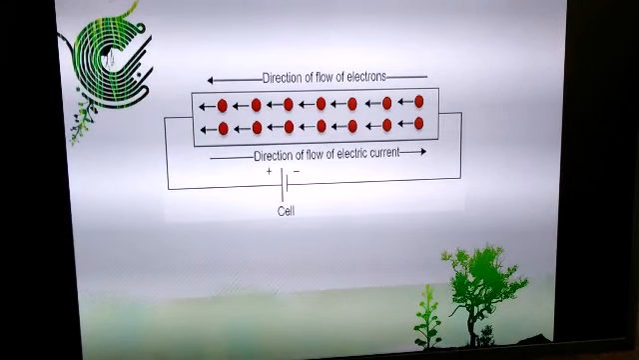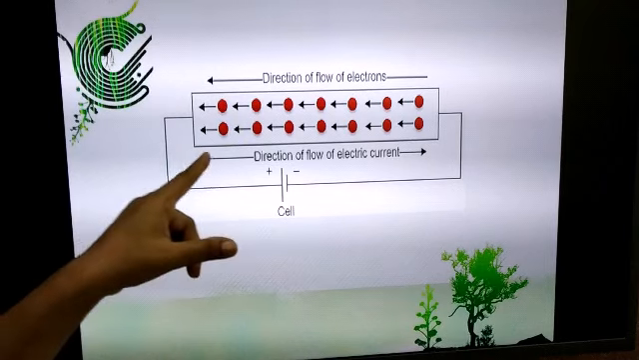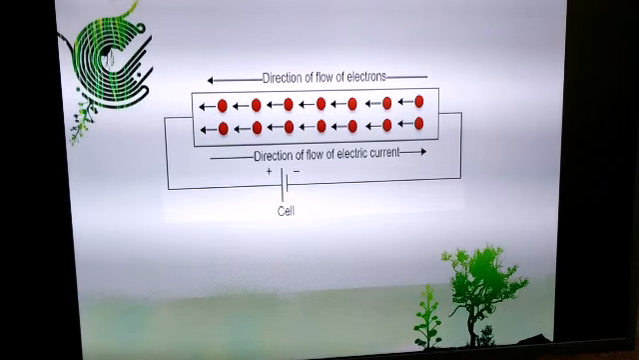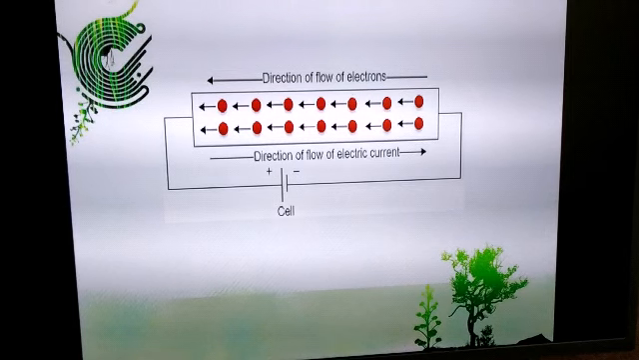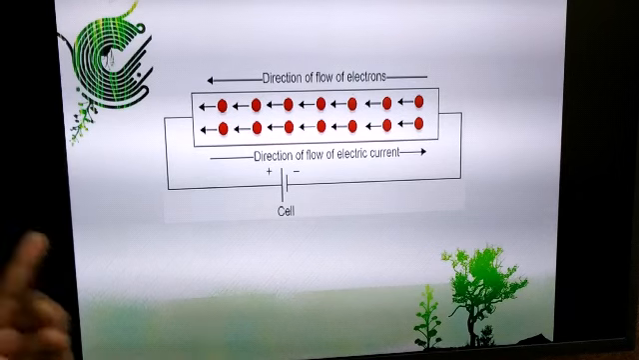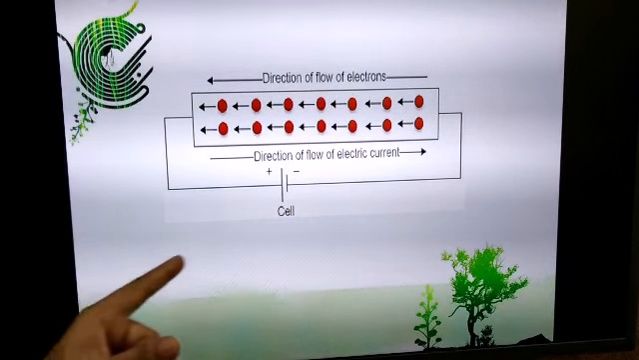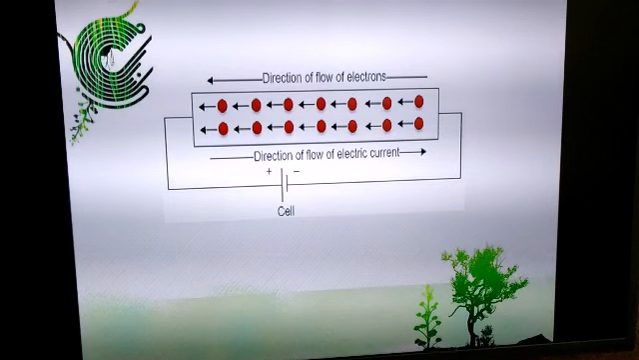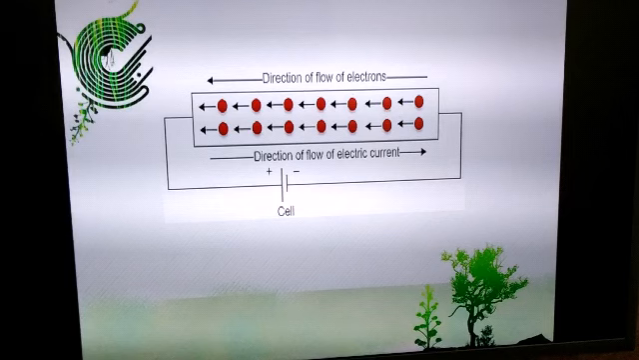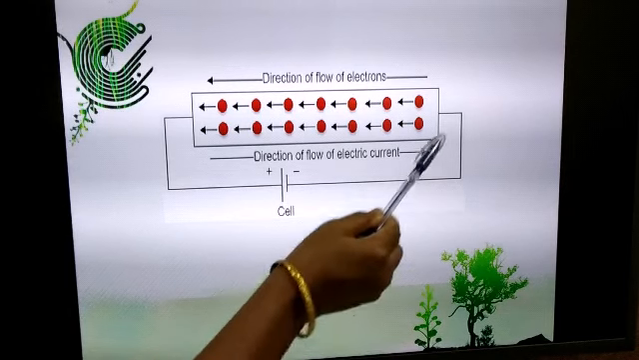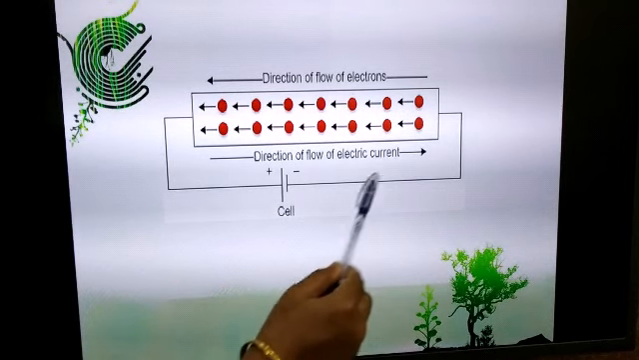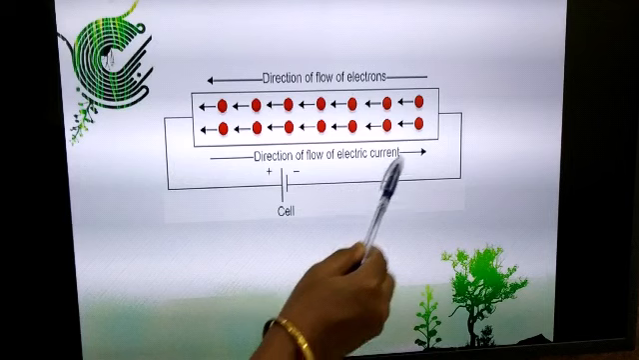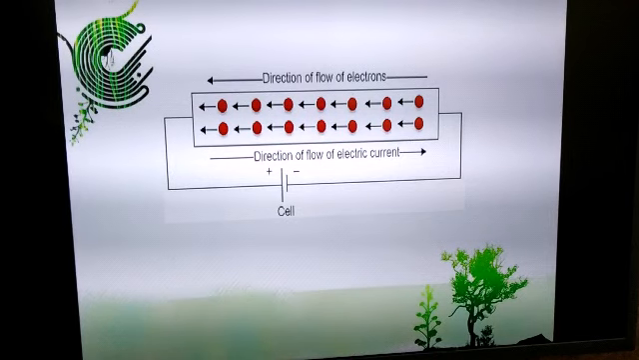Now, if you look at this figure, it is very clear that this conductor is connected to a cell. The cell is a source of electric current. So the cell supplies the net electric force that is needed for these negatively charged particles to move in a specific direction. So see now, what is the direction of motion of these negatively charged electrons? The electrons are moving from the negative end of the cell to the positive end of the cell. And this continuous flow of electrons that takes place through the conductor is called electric current.